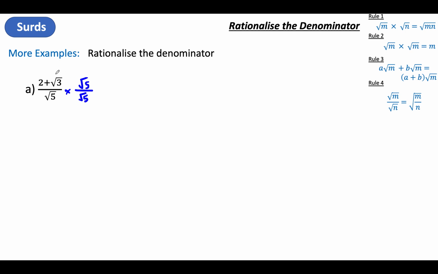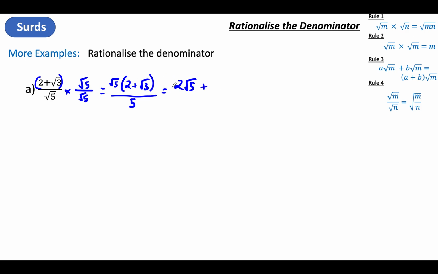At this point, if you've got more than one thing together, I would think of it as being in a bracket, because you need to times both of those things by the root 5, not just one of them. So we'll do root 5 times 2, so we get 2 root 5, plus root 5 times root 3.